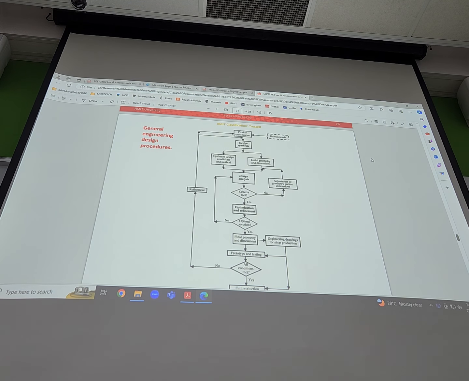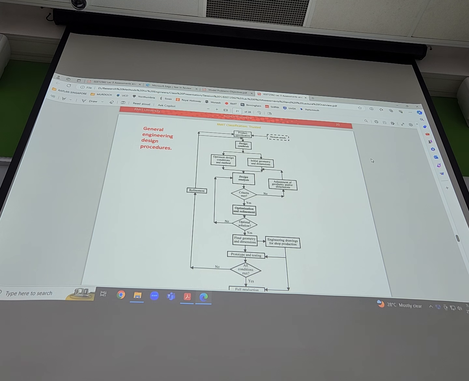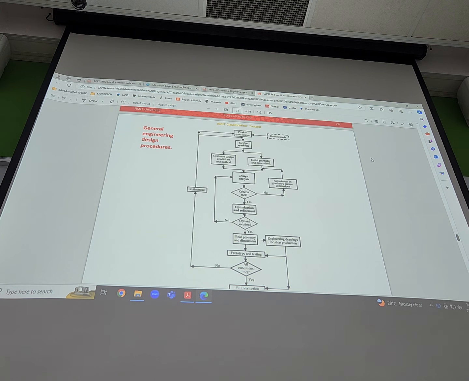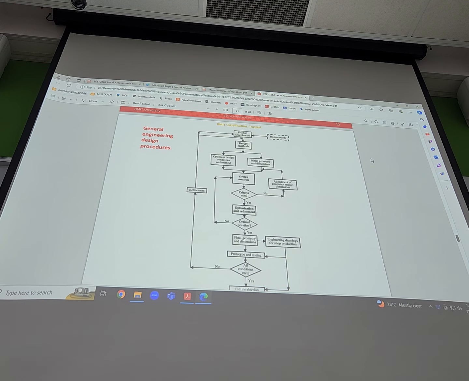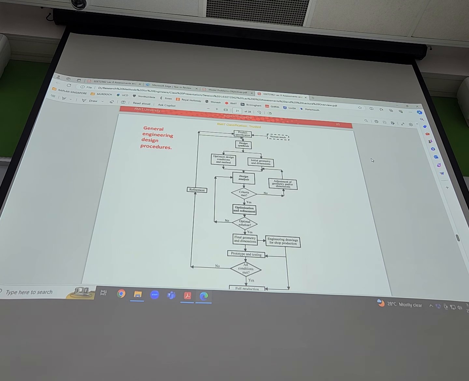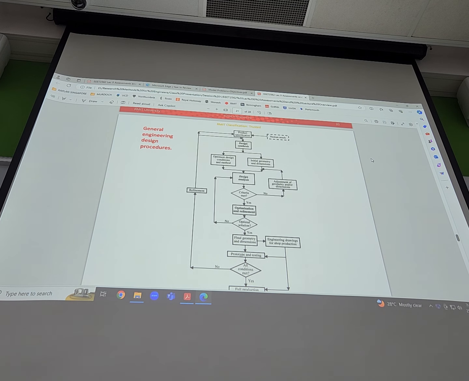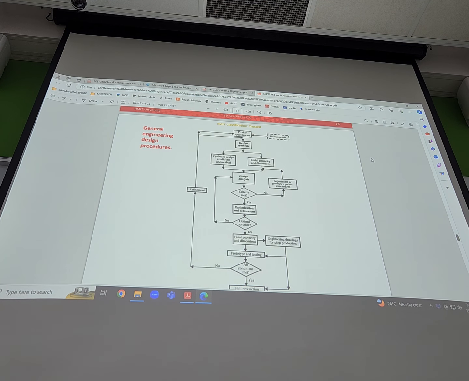For example, for a phone, the customer wants unlimited storage, no battery, lightweight, and a cost of $10. So the customer wants many things, but we need to look for technical feasibility. So we need to find out the technical feasibility. That means we need to transfer the customer requirements into technical requirements. There are different methods to transfer the customer requirements into technical requirements.